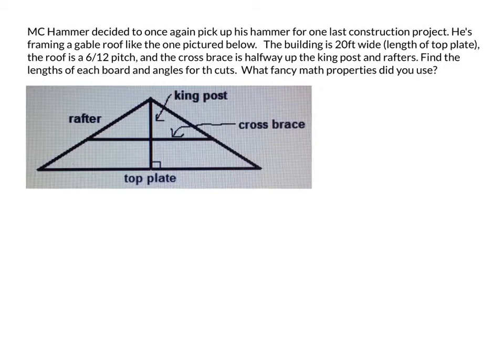Alright, so we got MC Hammer decided to once again pick up his hammer for one last construction project. He's framing a gable roof like the one pictured below. The building is 20 feet wide, length of the top plate, the way it's labeled down there. The roof is a 6/12 pitch, and the cross brace is halfway up the king post and rafters. Find the lengths of each board and the angles for the cuts. Alright, first off, let me fix this little bit of typo. Alright, what fancy math properties did you use?